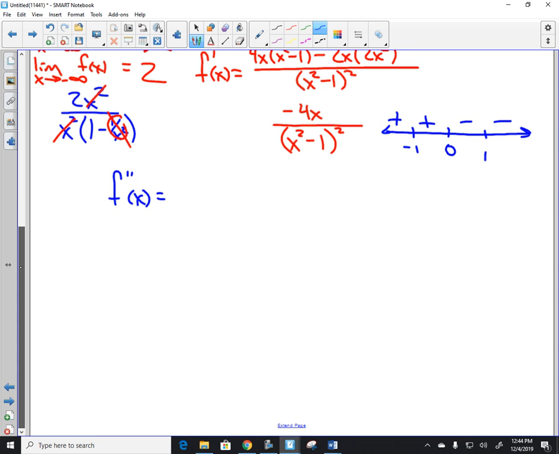Second derivative. Chain rule and product or quotient rule, right? What's the derivative of the top? Times x squared minus 1 squared minus the top, right? So plus 4x times the derivative of the bottom. How do I do the derivative of the bottom? Chain rule.